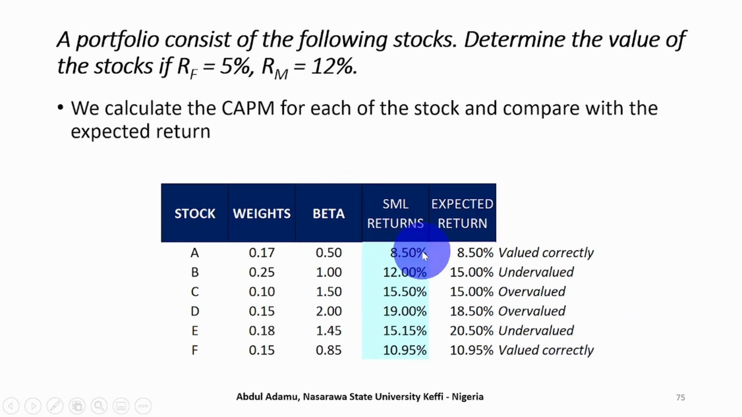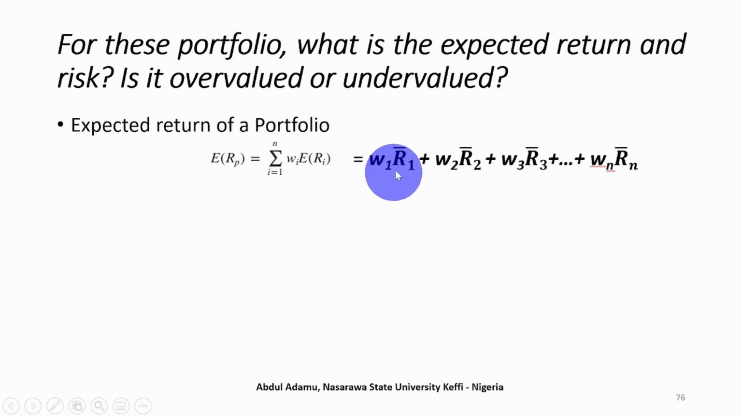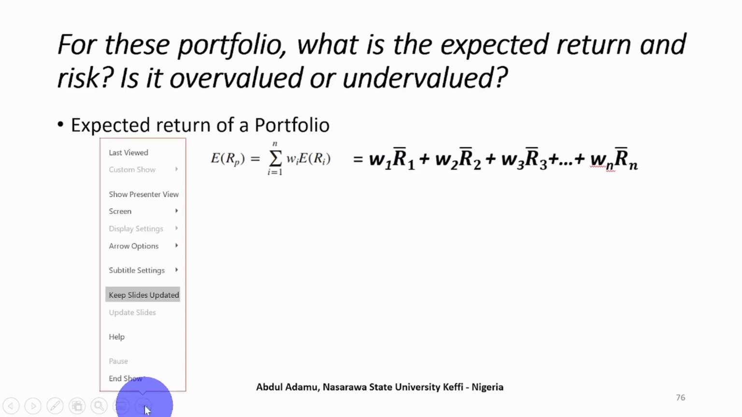Now the second question which we have. So this is the explanation, which I said we calculate the CAPM for each of the stock and compare it. So we have done the comparison. Now the second question for this portfolio, what is the expected return and risk? Is it overvalued or not? So we have to compute the expected return of a portfolio. If you can recall, to compute the expected return of the portfolio, we multiply the individual return by their weights. So let's go to our question on Excel.